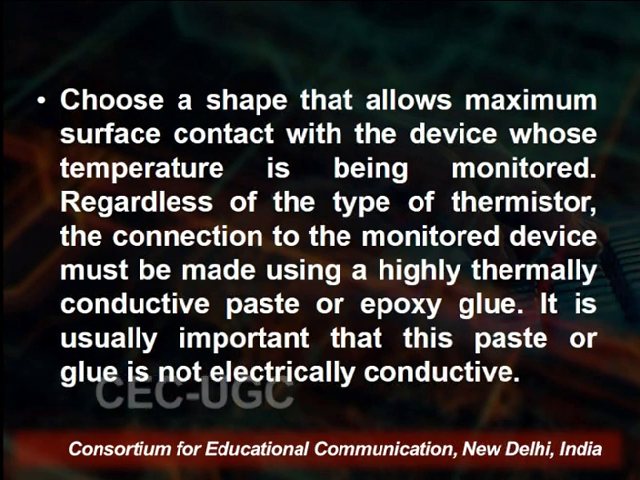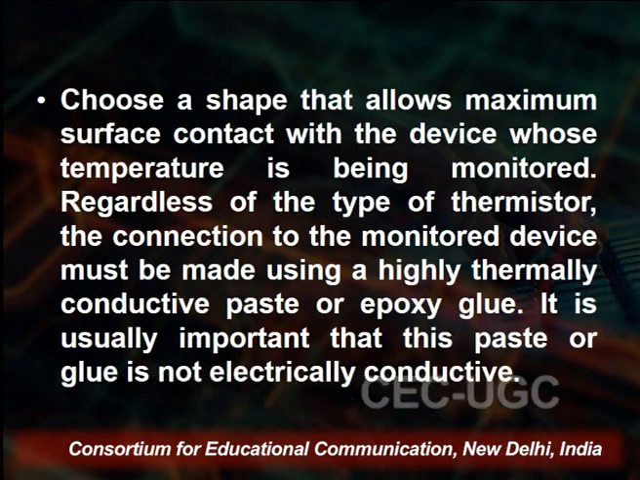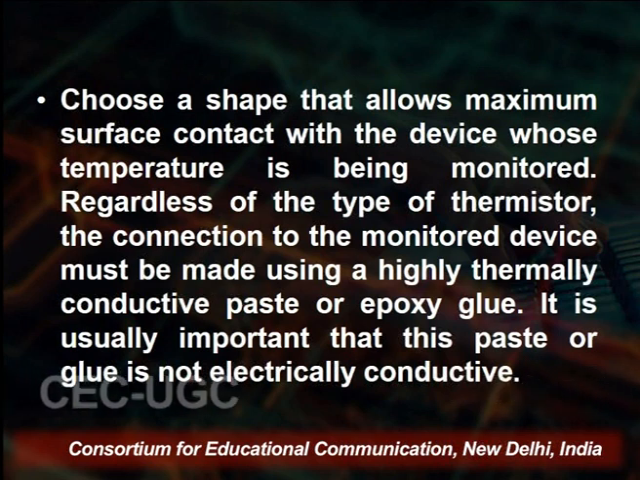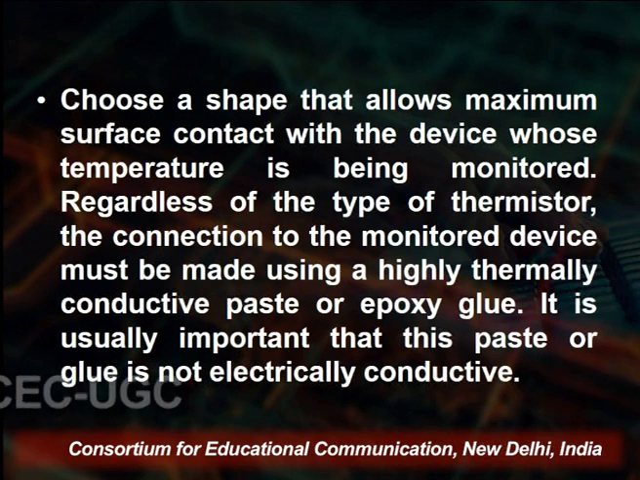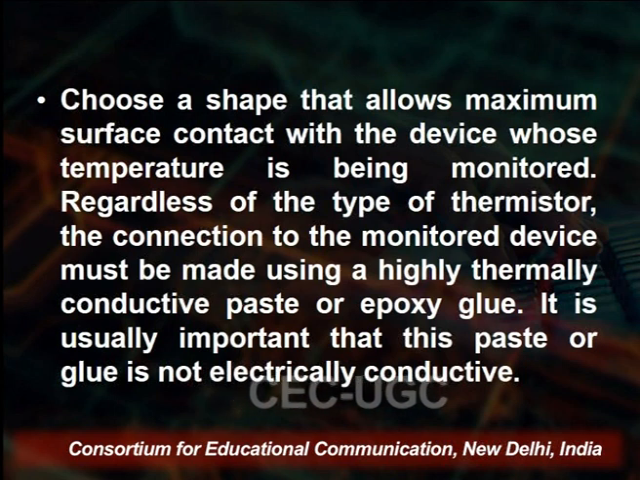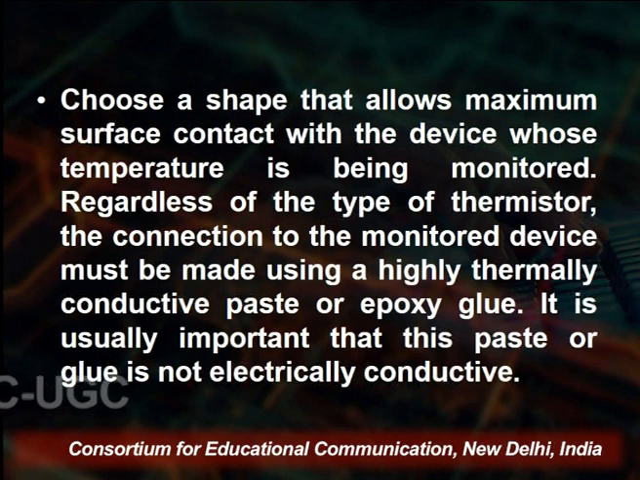The shape can be chosen to allow maximum surface contact with the device whose temperature is being monitored. So, the device is selected accordingly, and regardless of the type of thermistor, the connections to the monitored device must be made using a highly thermally conductive paste or epoxy glue. It is usually important that this paste or glue is not electrically conductive, otherwise it will produce noise in the output. So, how does a thermistor work in a control system?